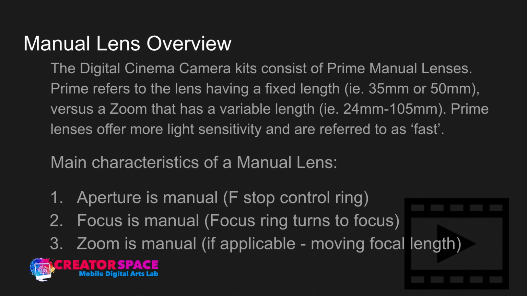The last thing here is that the zoom is manual if it is a zoom lens. So going from wide angle to telephoto, you're actually manually using the zoom ring. So you might have three particular rings. At a minimum, there's an aperture manual ring, a focus ring, and you may have a zoom ring if it's not a prime. That's a really interesting fact about these lenses.